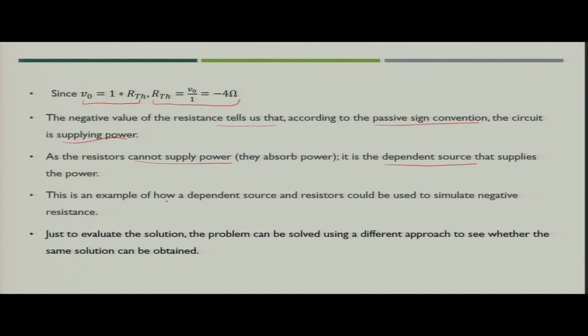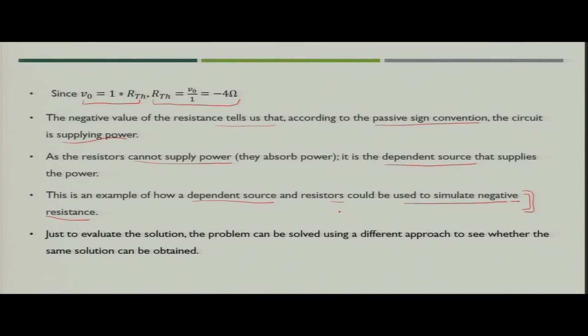Now, in this example we have seen how a dependent source and resistor could be used to simulate negative resistance. So, this property is very important. Sometimes you need to insert negative resistance in the circuit, and you can realize it with the help of these types of circuits.